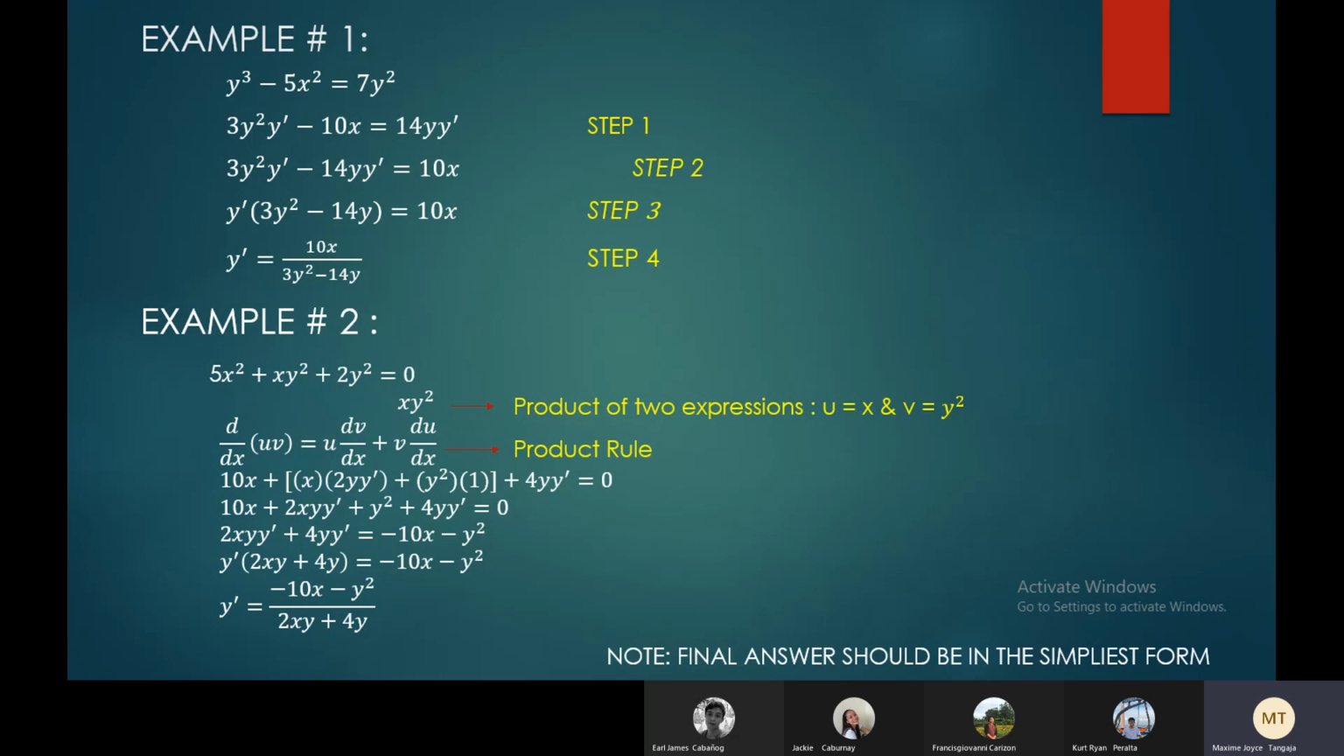So i-group nimo kung asa ang naay y prime. So ibutang sa left ang naay y prime, ang wala sa right. So 2xy y prime plus 4y y prime is equal to negative 10x minus y squared. Factor out y prime. So y prime times (2xy plus 4y) is equal to negative 10x minus y squared. Therefore, y prime is equal to negative 10x minus y squared over 2xy plus 4y.